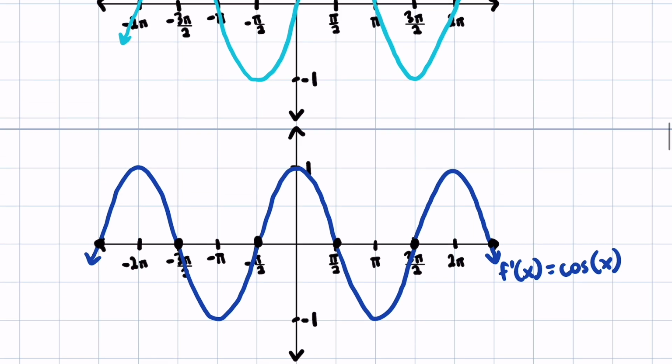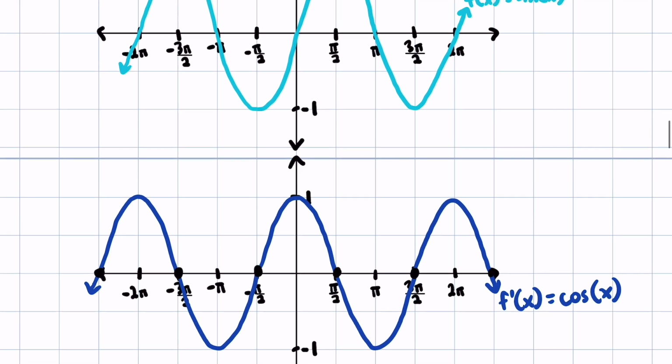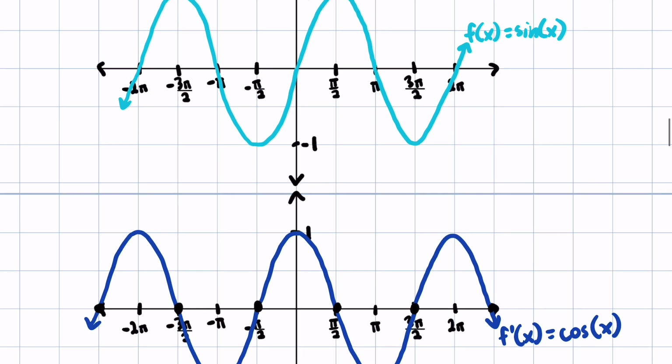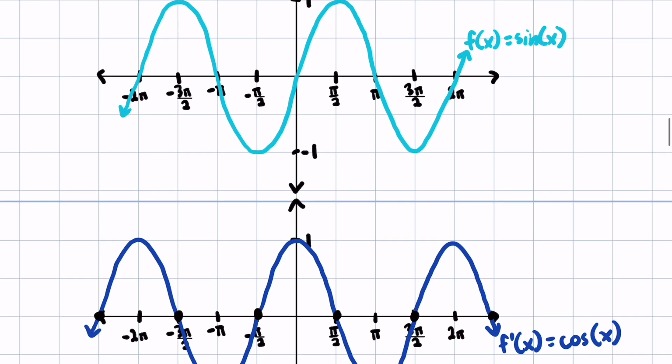So we've identified those critical points. Let's see what's happening at negative 3 pi over 2 here. That looks like the slope's 0, so this makes sense. Negative pi over 2, same thing. And then at pi over 2, also looks like the slope's 0 there, and at 3 pi over 2.